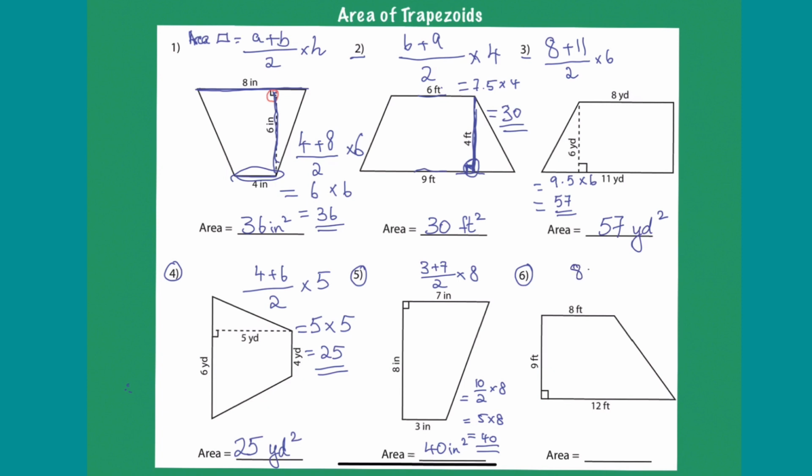So 8 plus 12, divide that by 2 and times by the height, which is 9. So 8 plus 12 is 20 divided by 2 times 9. So 10 times 9 gives me 90. So 90 square feet.